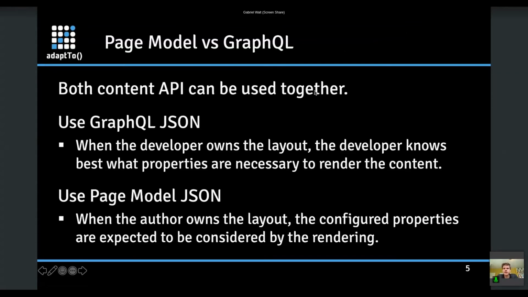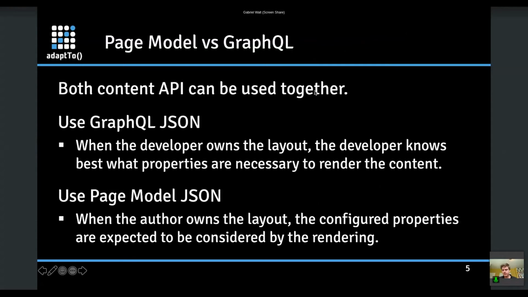Basically the good thing with JSON, with GraphQL, is that the developer really knows which properties need to be fetched from the backend, and that's the whole point of GraphQL, right? You can request certain properties because as a developer you know exactly which properties you need to create your layout.